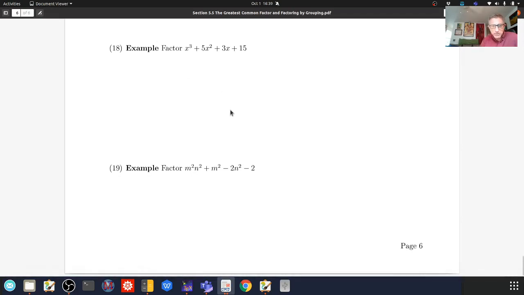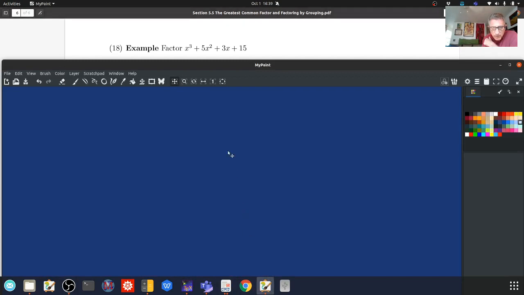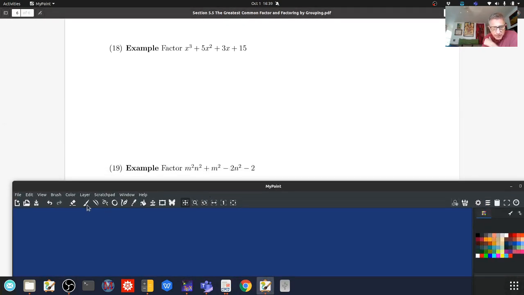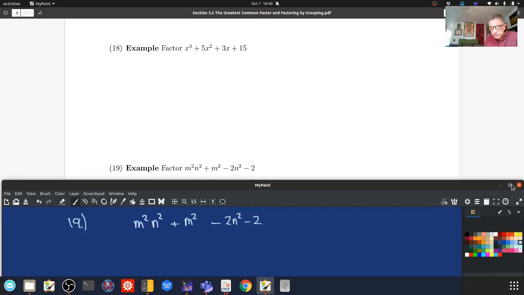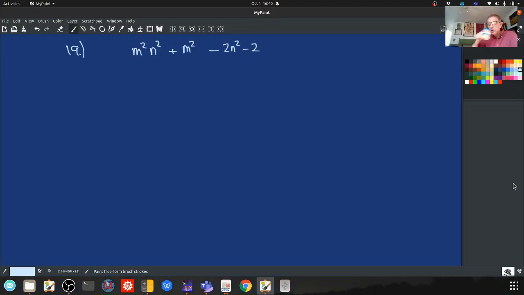And the last one. I just have to scoot this down here until I can write it down. So this is 19. m squared n squared plus m squared minus 2n squared minus 2. So this is a great example. So again, it's going to be factor by grouping. It says factor by grouping.